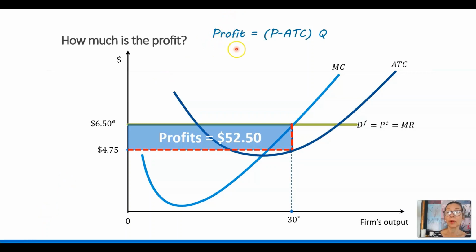So here's our formula. Profit equals price minus average total cost times the number of units being produced. So let's look at this. Price of $6.50 minus average total cost, that's $4.75, times the number of plates being produced, that's 30 plates. So $6.50 minus $4.75 times 30 plates gives us a profit of $52.50.